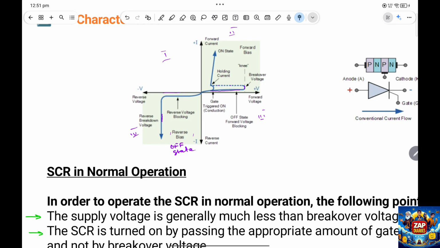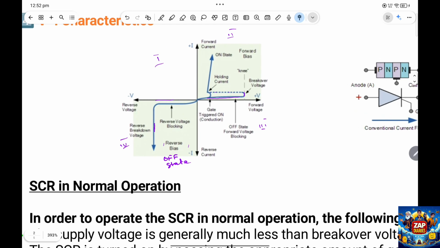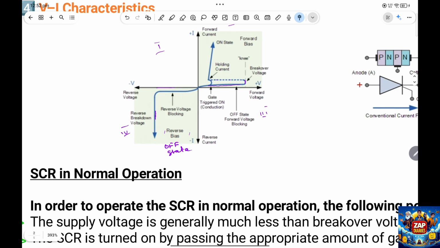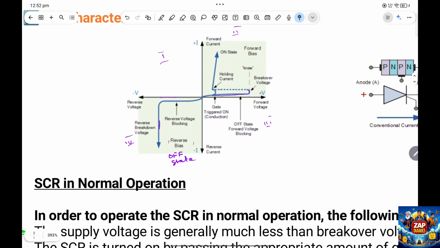Look closely at the holding point. This point. If your current drops below this level, I'm talking about this current level, if the current drops below this level, the SCR will slip back to the off state. Okay, so this is about forward bias.